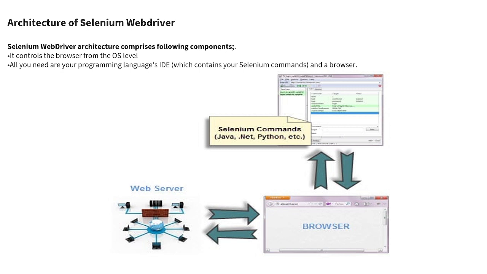Next is the architecture of Selenium WebDriver. Selenium WebDriver architecture comprises the following components. It controls the browser from the OS level. All you need are a programming language, an IDE, and a browser. The IDE is used to write the code, the browser is used to execute your test scripts, and the programming language can be Java, Python, or C Sharp, whatever you want to use.